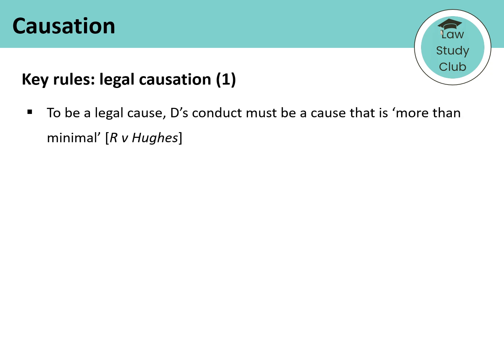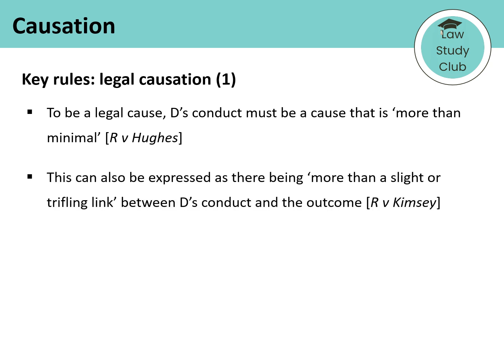So this gives us our first key rules for legal causation. To be a legal cause, the defendant's conduct must be a cause that's more than minimal, reiterated in R v Hughes. Now, judges have found different ways to explain this more than minimal rule to juries, and one explanation that's been supported on appeal is from R v Kimsey, where the judge explained to the jury that there must be more than a slight or trifling link between the defendant's conduct and the prohibited consequence, and you can choose in the exam whether you'd rather support it with R v Hughes for more than minimal or R v Kimsey with more than a slight and trifling link.